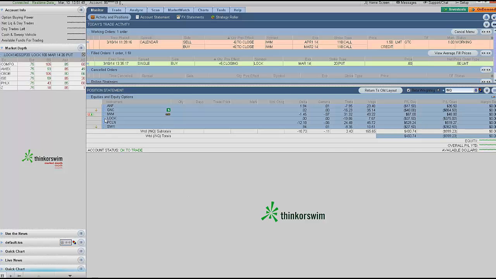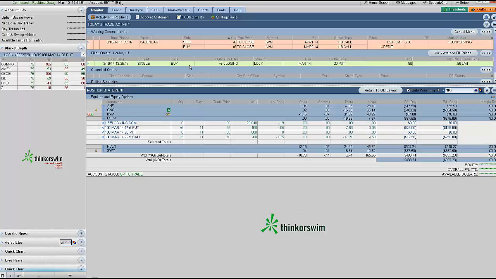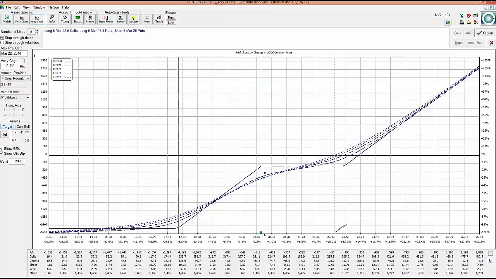And so you'll see that on Lifelock, we have one order that was filled where I closed by buying back the 20 put from March, and I bought it back for 80 cents. And now I am long 5 of the 1750 puts, and I'm long 5 of the 2250 calls. Let's analyze this trade and see what happened. This is what the trade looked like about an hour ago.